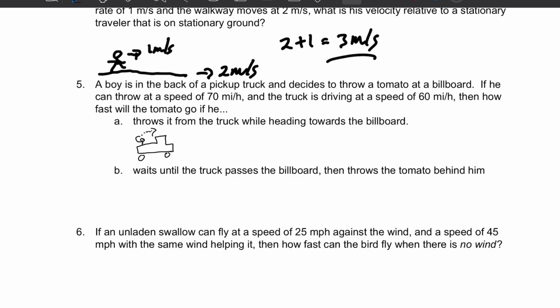So naturally the tomato is already moving at 60 miles per hour, and any speed that he throws forward is just going to add to that. Because if the truck wasn't moving at all and he threw it at 70, it'd be moving at 70. But the tomato was already moving at 60 and he threw it at 70. So we're going to add those together. 60 plus 70 is 130, in this case miles per hour.